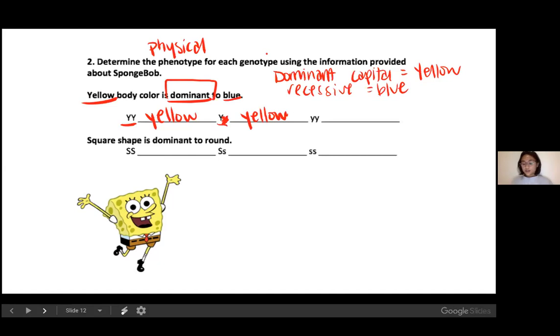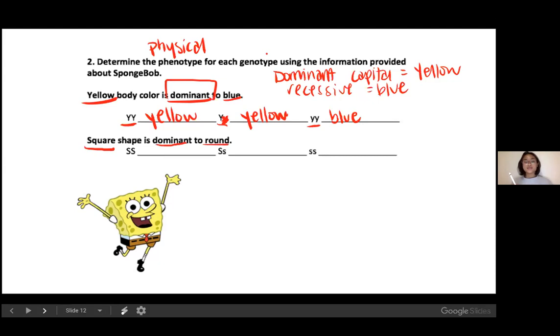And go ahead, little y, little y. So I have two recessive, very weak traits. But since they're standing together, they're going to be pretty strong too. So this one actually means that this sponge is going to be blue.